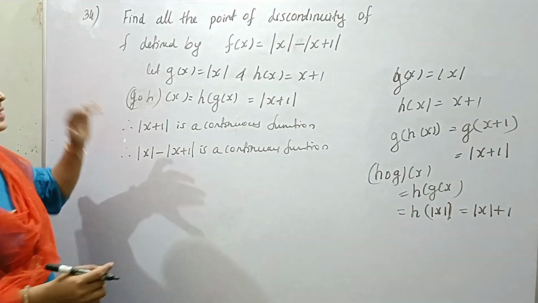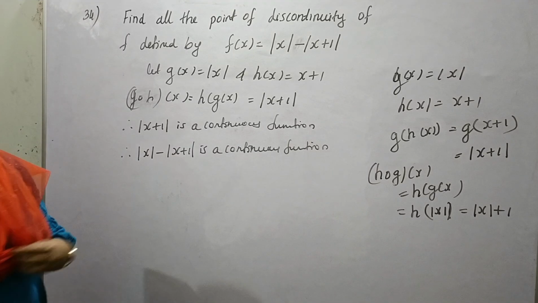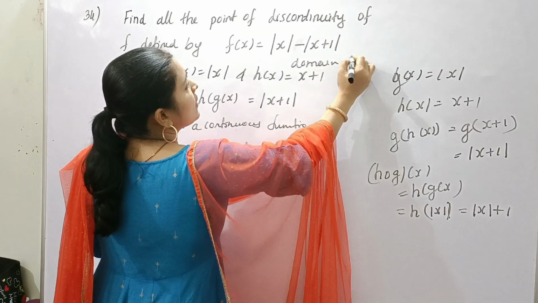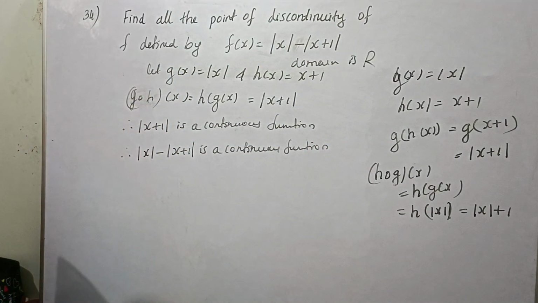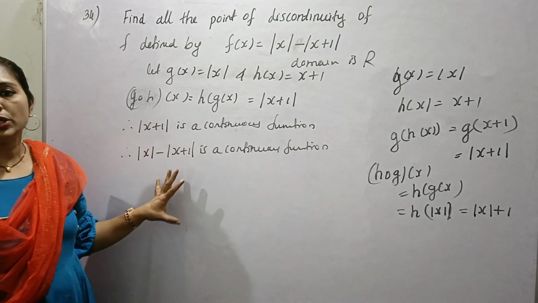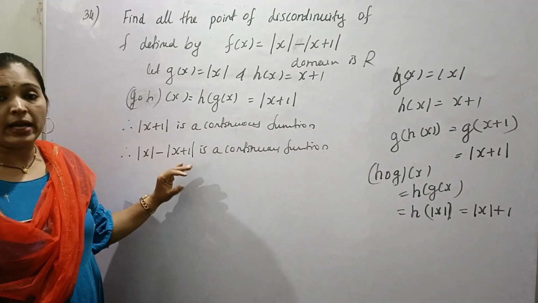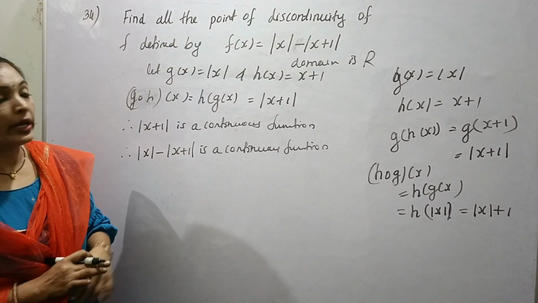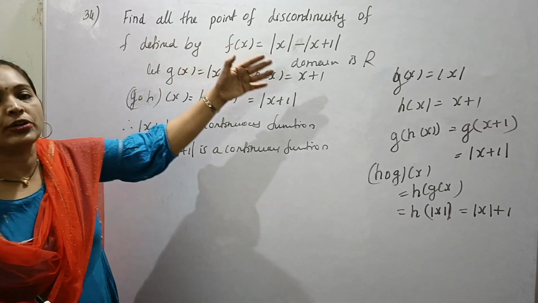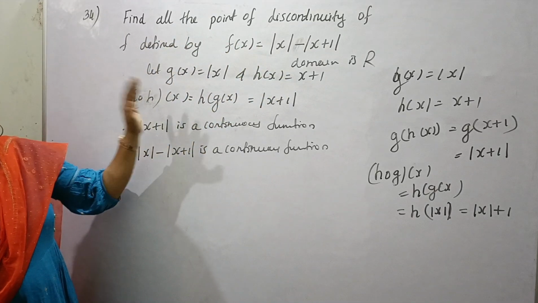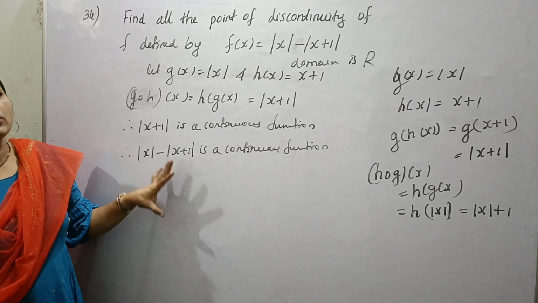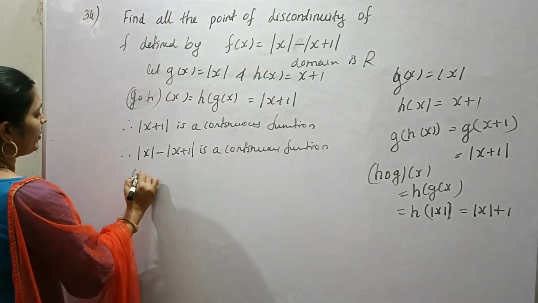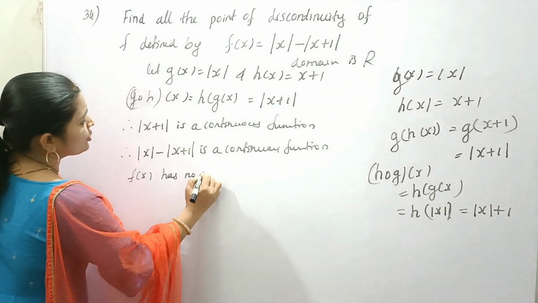So here we have got that this function is continuous at all points. The domain of this function is R, that is, the set of real numbers. So this function is continuous on all elements of the domain. Therefore, this function has no point of discontinuity. Our question was to find all the points of discontinuity of this function, but since it is continuous at all points, f(x) has no point of discontinuity.